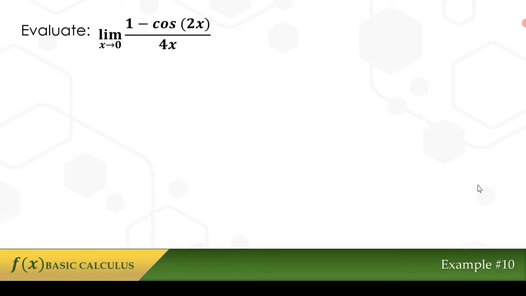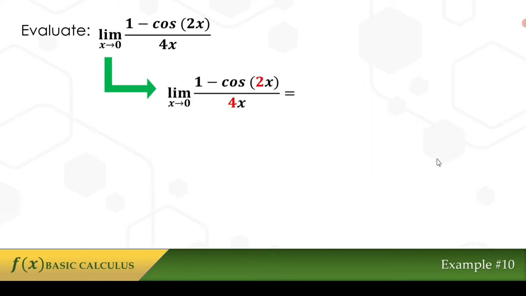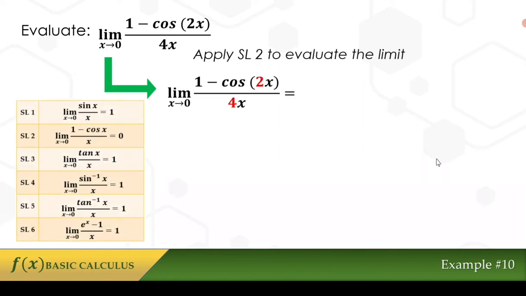Next, example number 10. How about the limit of 1 minus cosine 2x all over 4x as x approaches 0? To answer this problem, please check the following terms right now. We need to apply SL number 2, or special limit number 2 from L'Hopital's rule, to evaluate the limit. According to SL number 2, 1 minus cosine x all over x, if x approaches 0, is automatically equal to 0. So right now, we need to factor out 2 and 4.